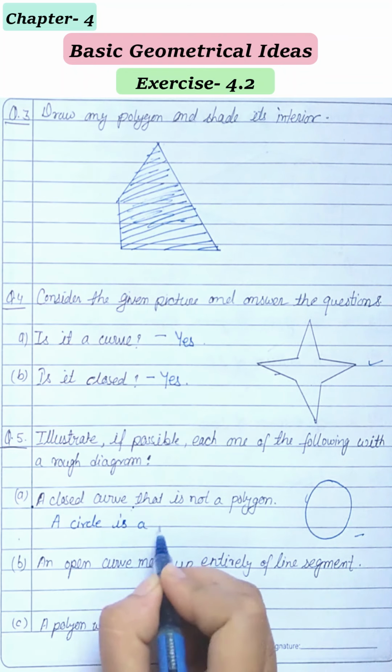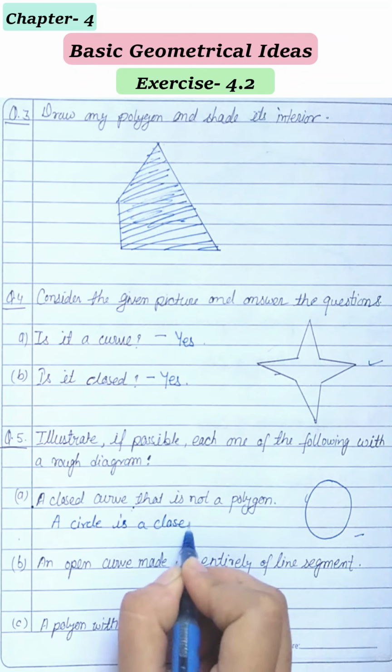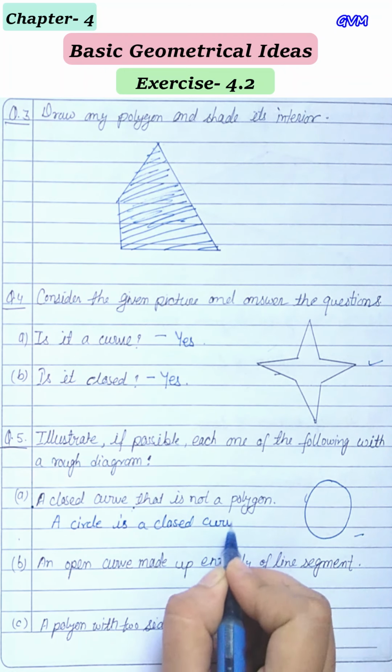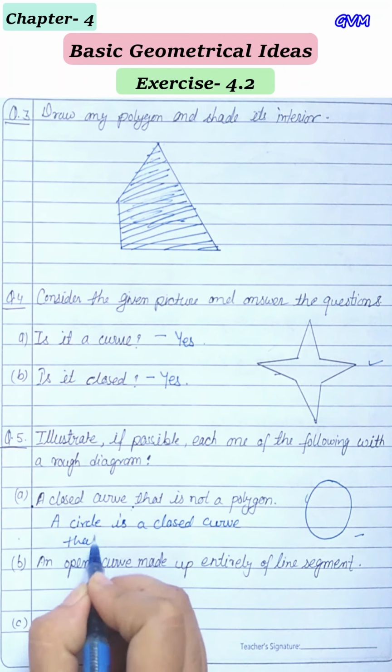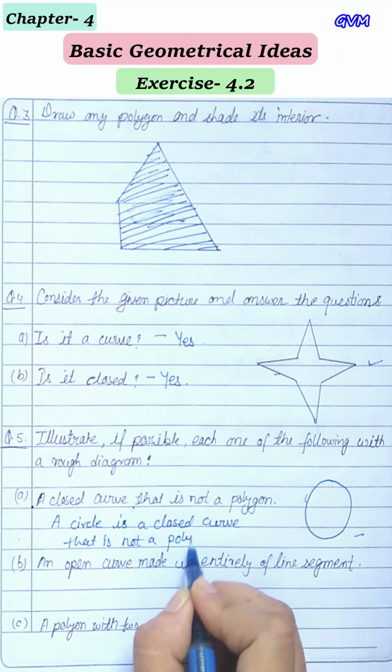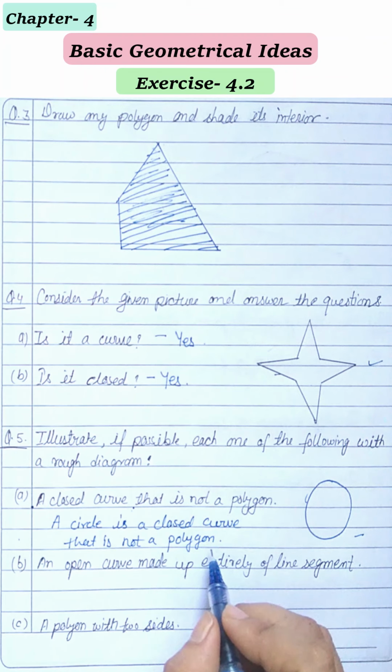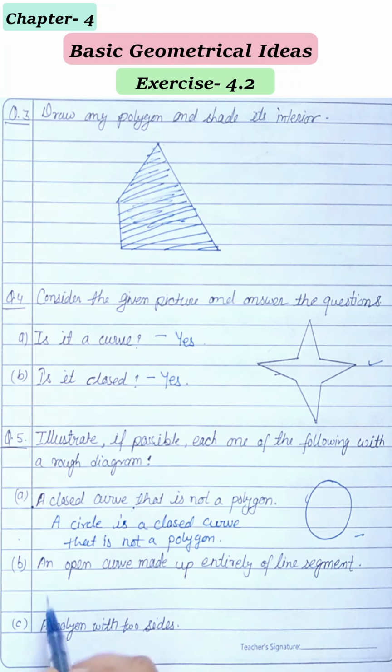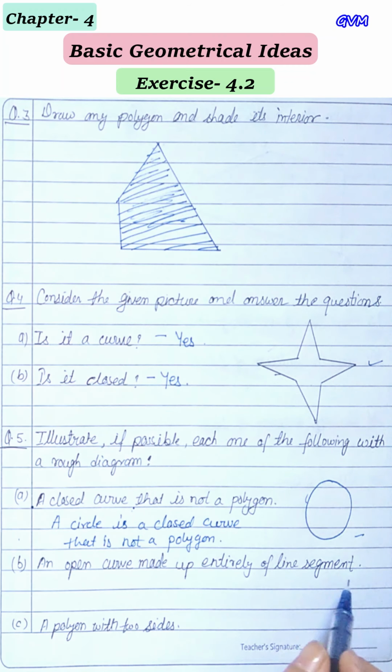and we can write here that a circle is a closed curve that is not a polygon.